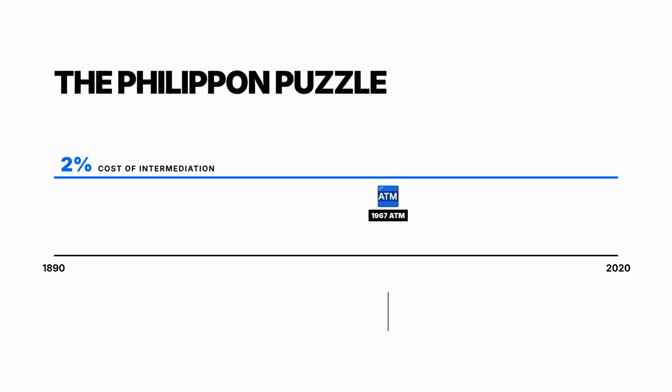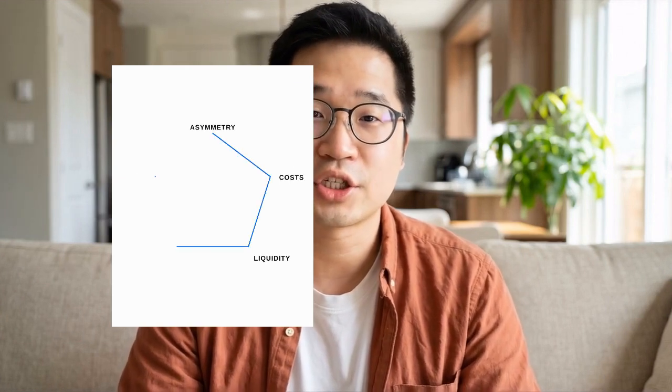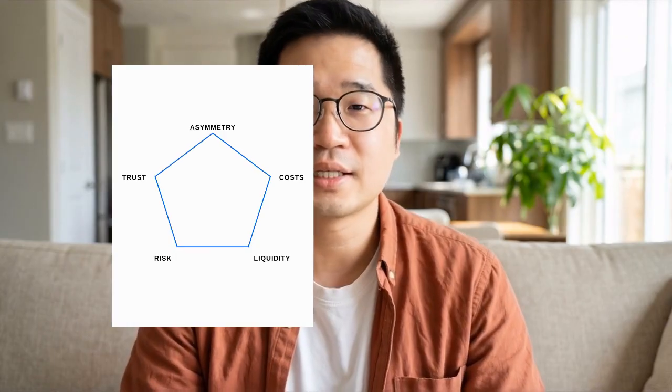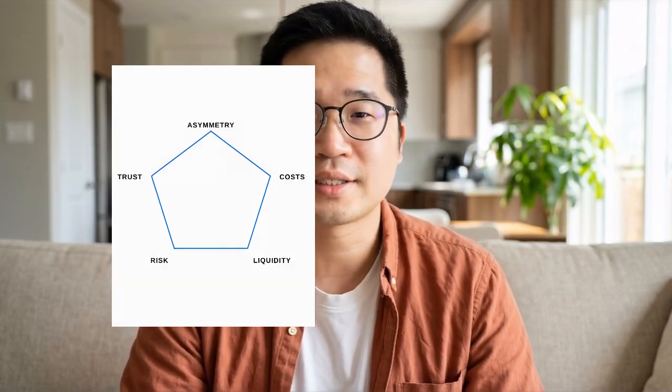To crack this, you need three analytical lenses working together. First, intermediation theory. Banks, insurers, exchanges, they all exist to solve five fundamental frictions that prevent capital from flowing efficiently. Information asymmetry, transaction costs, liquidity creation, risk sharing, and trust. Fintech doesn't eliminate these frictions, it reprices them.